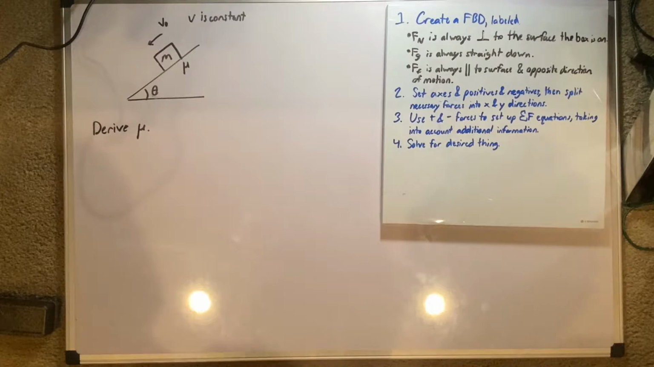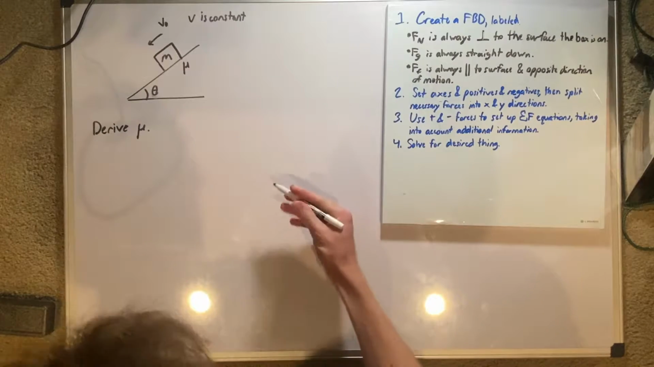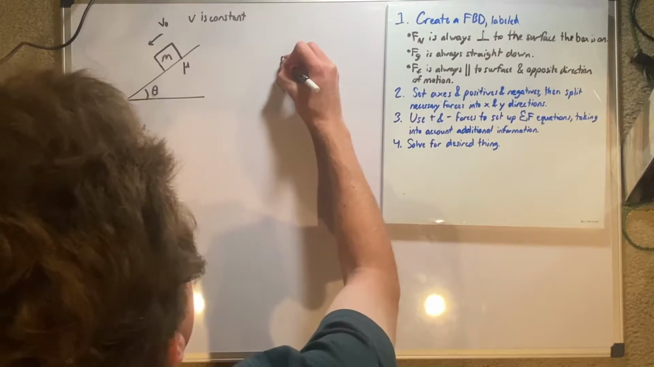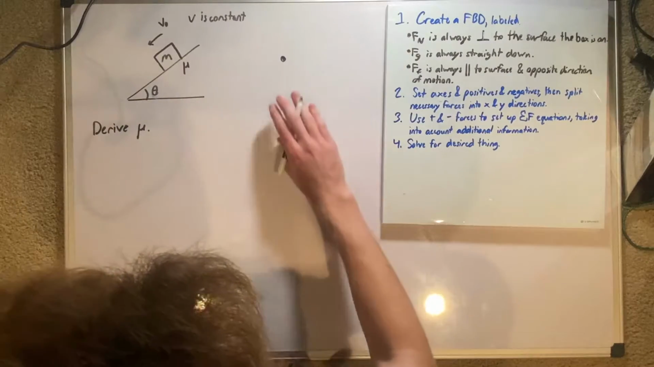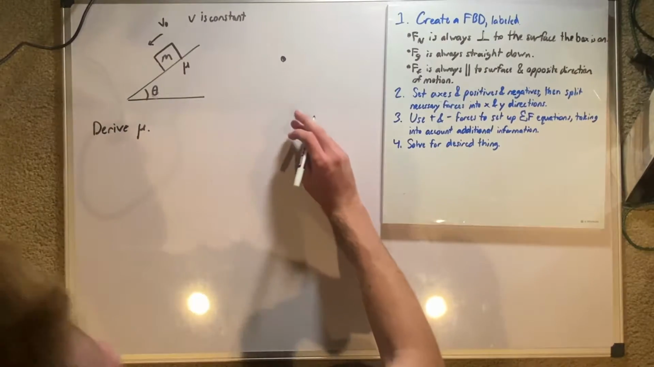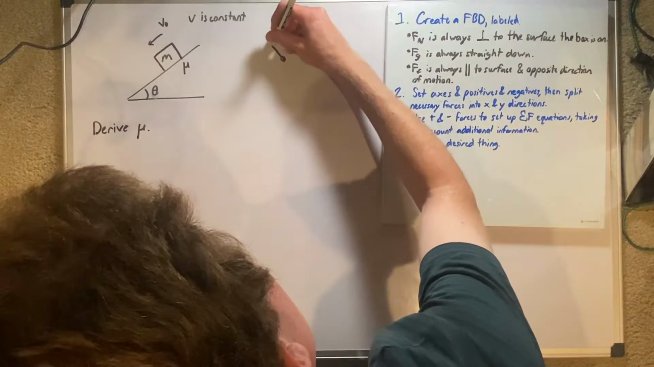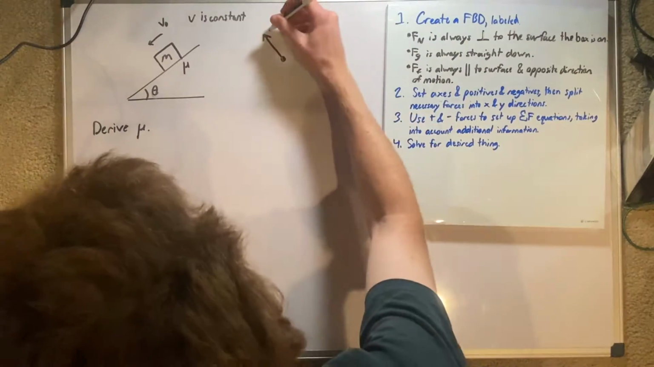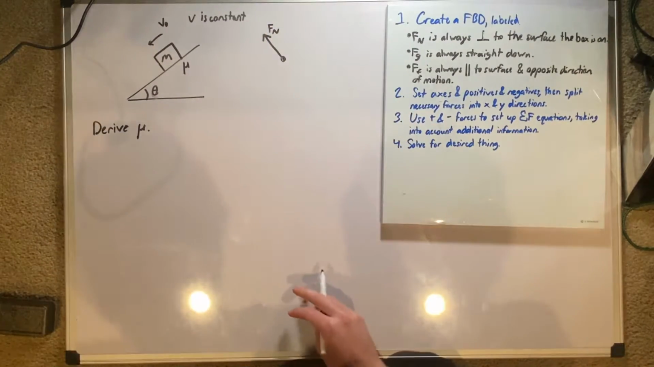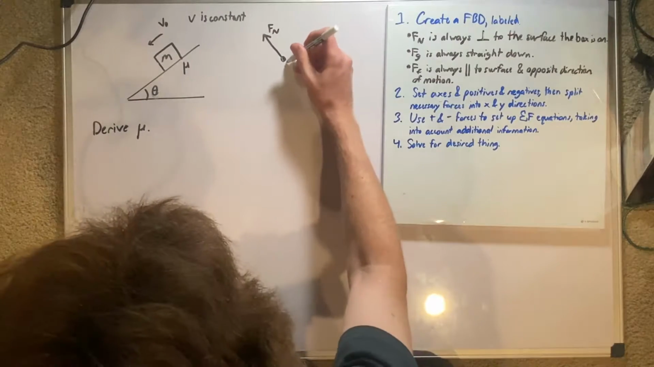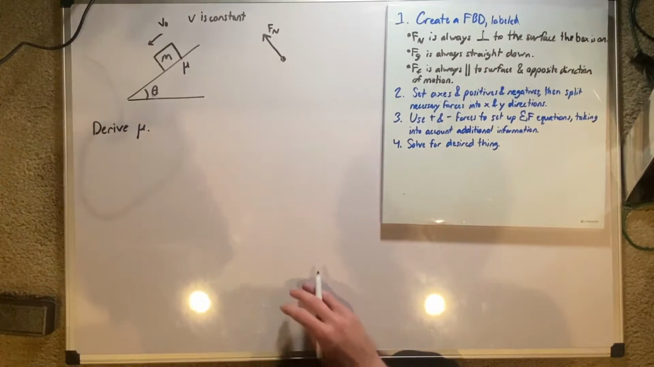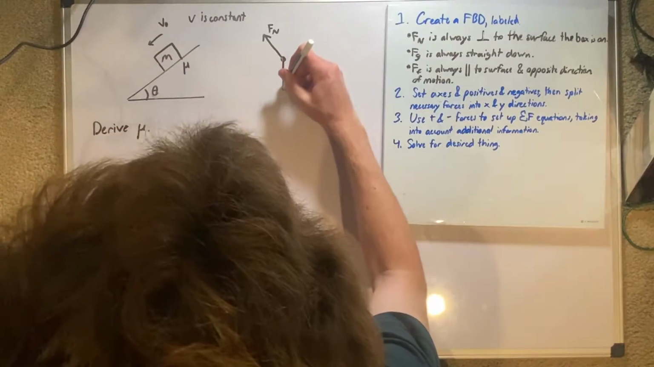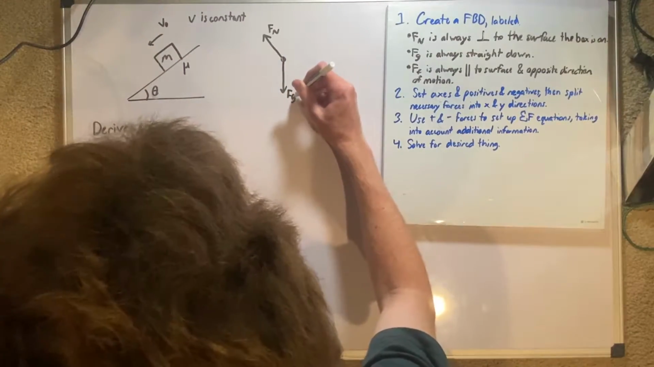So first thing we're going to do, checklist, create a free body diagram that is labeled. So the only forces acting on this right now, first of all, force of normal is perpendicular to the surface. So force of normal goes up that way and never goes down through. You wouldn't see a force of normal that goes this way because that's not how normal forces work. Force of gravity is always straight down.